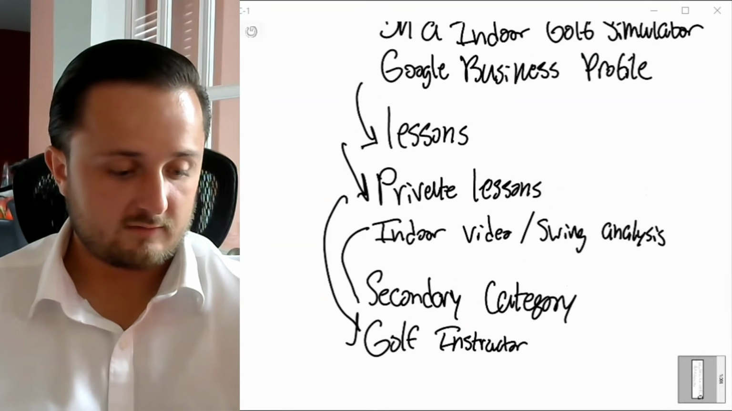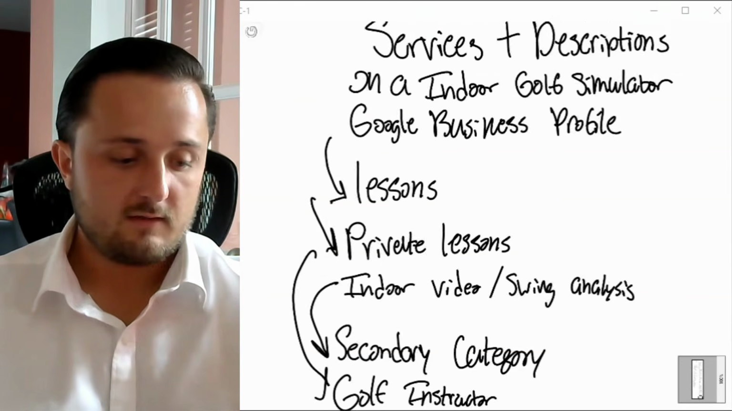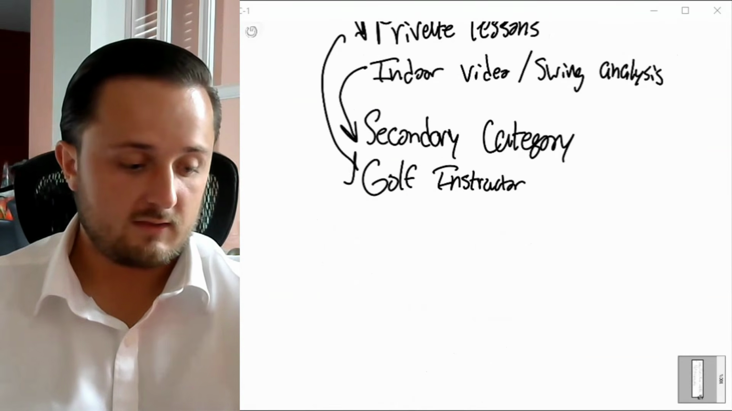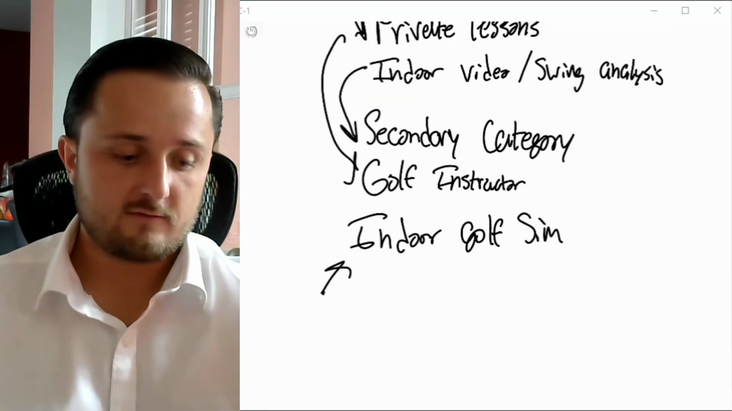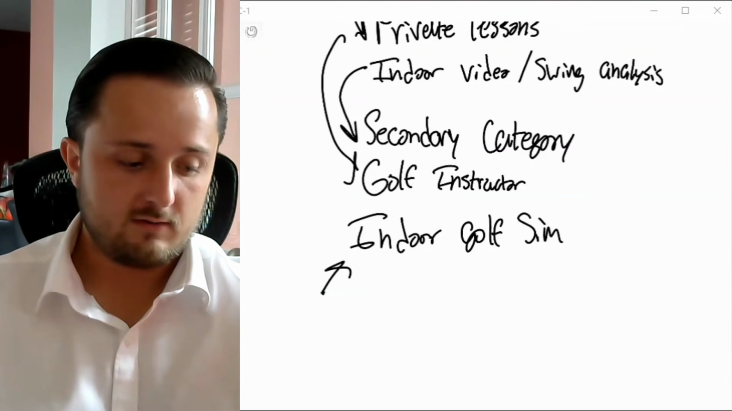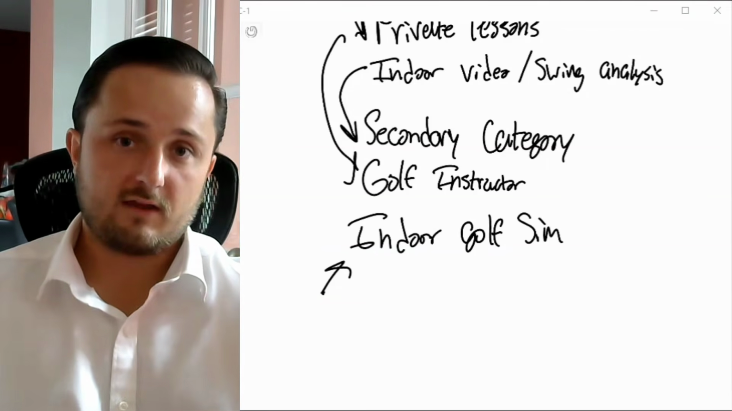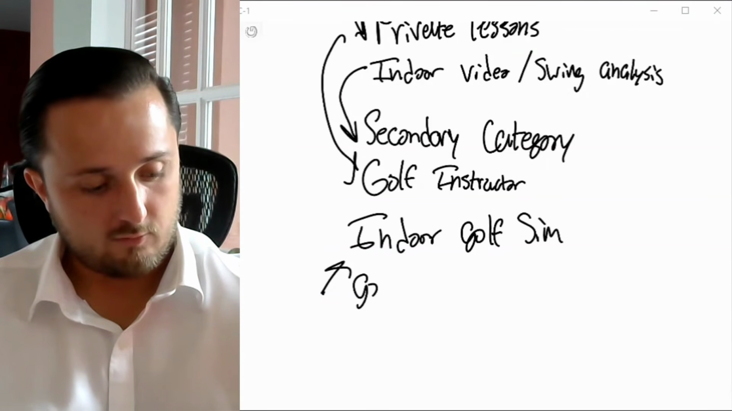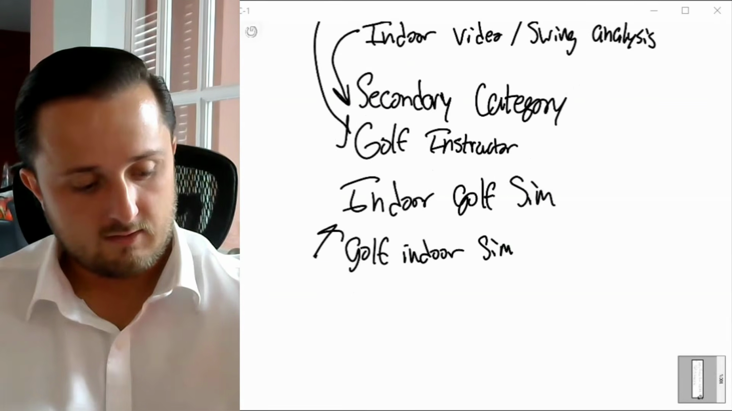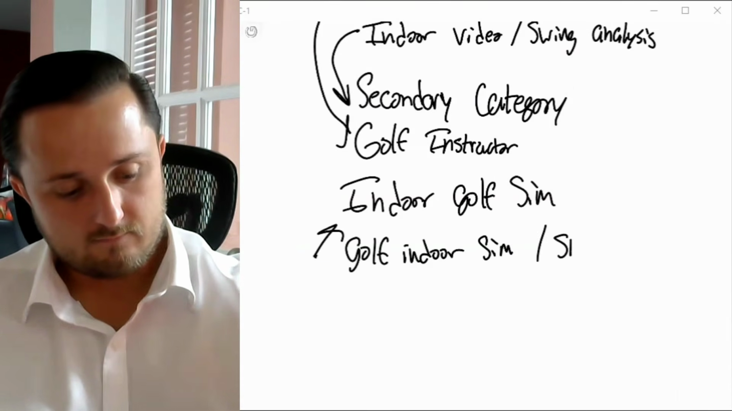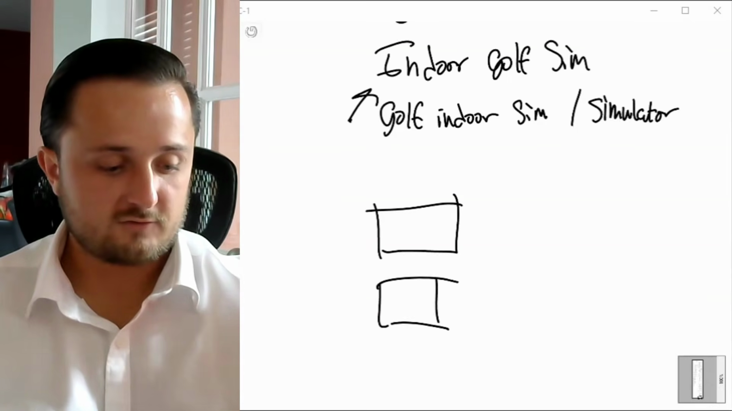Same with this indoor video or swing analysis as a service. Then I would also start getting in the keyword, right? As a service under the primary category. I would also start doing some keyword variation as well. So we would do golf indoor as well. You could also add sim. You could do simulator.